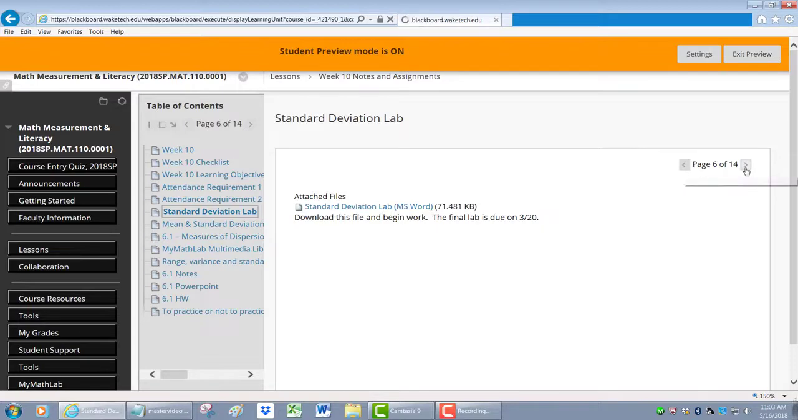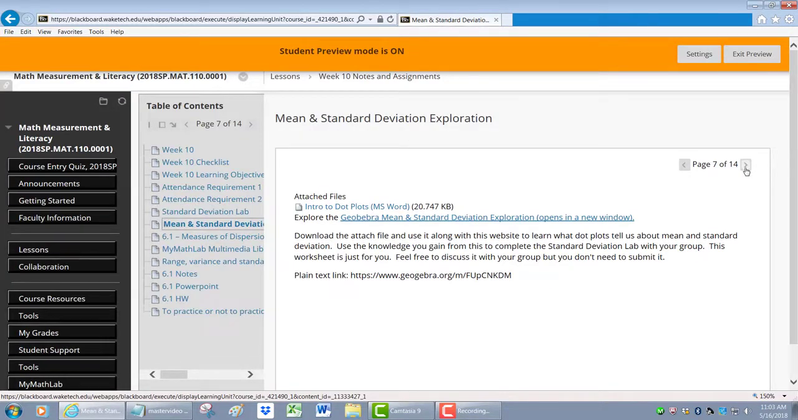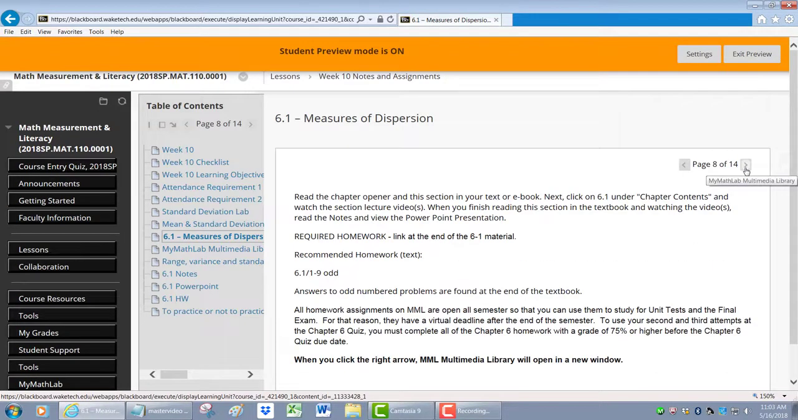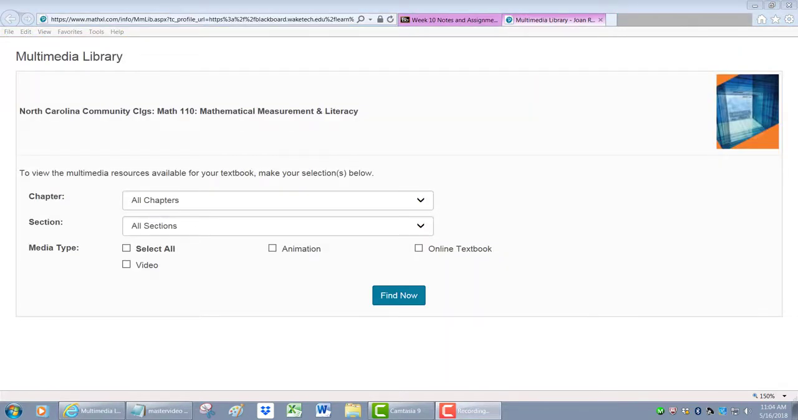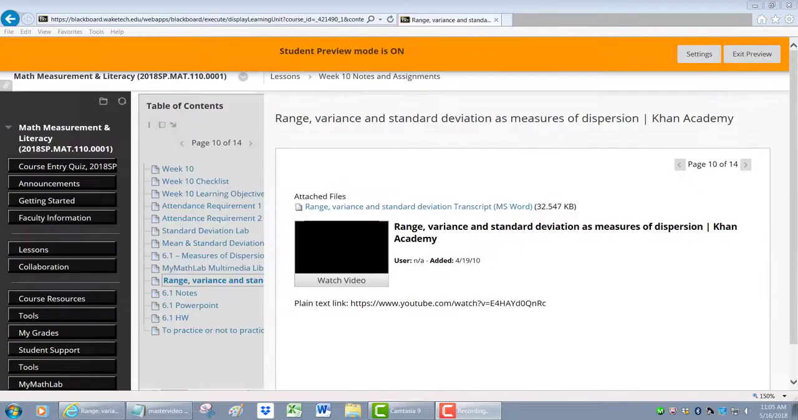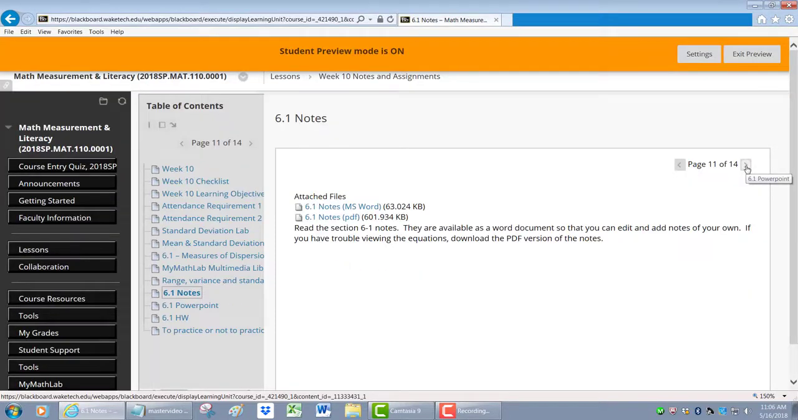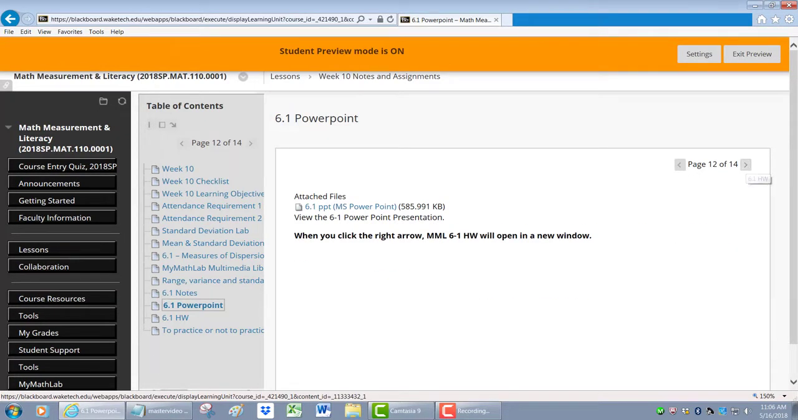This is their lab that they'll be completing for the week. And here is a discovery activity that they use to prepare for that lab. Here's the instructions on learning this particular section in the book. And when they click to the next page, their ebook opens in a new window. The ebook contains many excellent videos, but in addition to those videos, there are always some extra videos that I find for them in order to enhance their learning. I also post notes in both Word form and PDF form for each section, and a PowerPoint presentation.